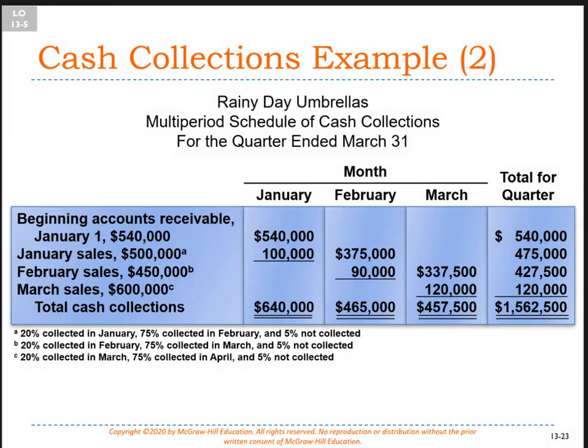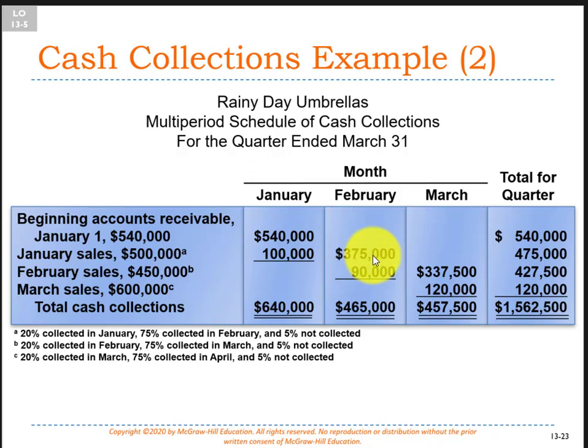Okay, so here's an example of how you might do that. Your $540,000 is accounts receivable from the previous year, right? And then your sales. Remember that $500,000 is January sales. We're going to collect $100,000 of that in January. So together, between collecting December's sales now that it's January, and January sales, you get $640,000.